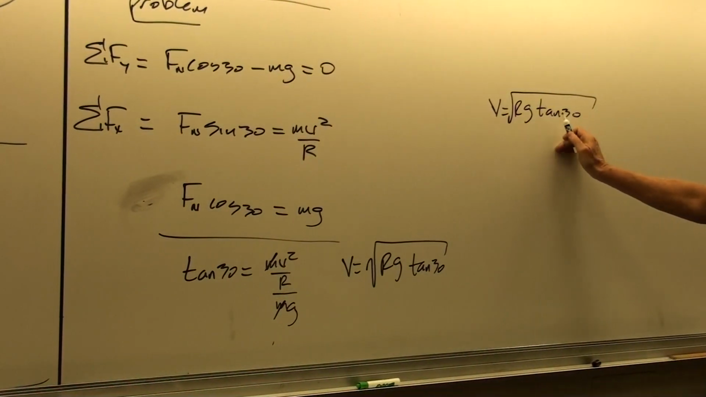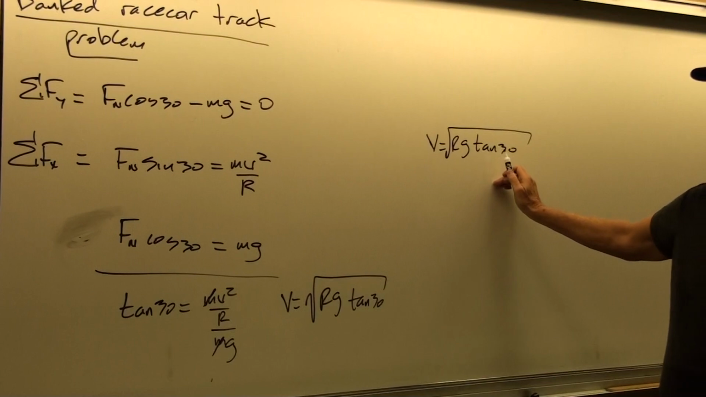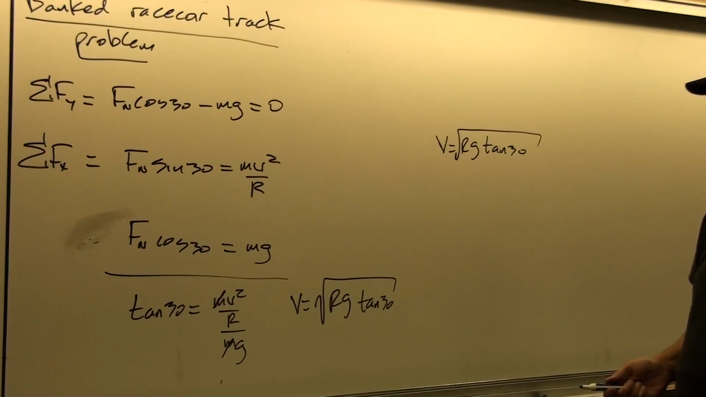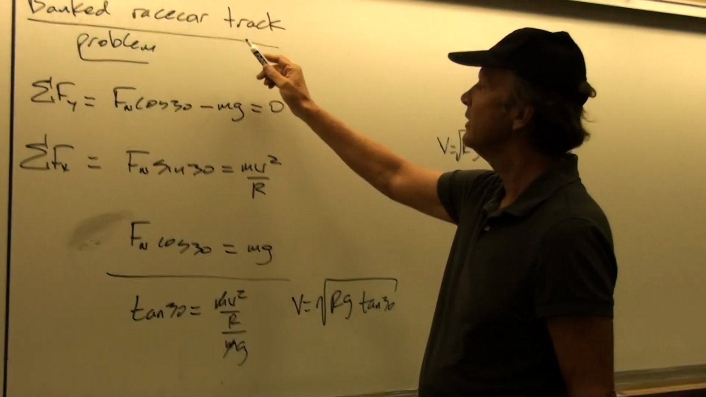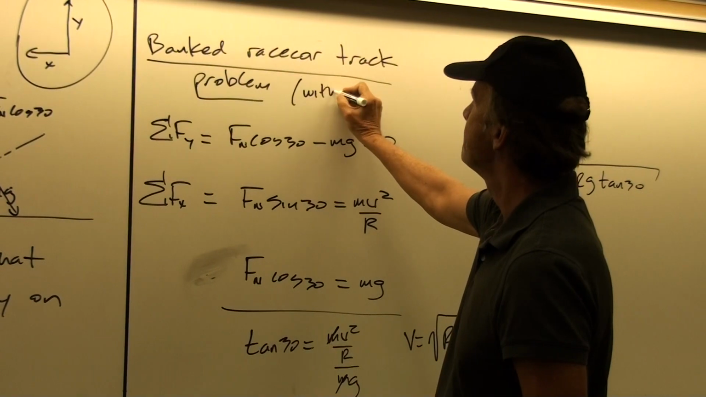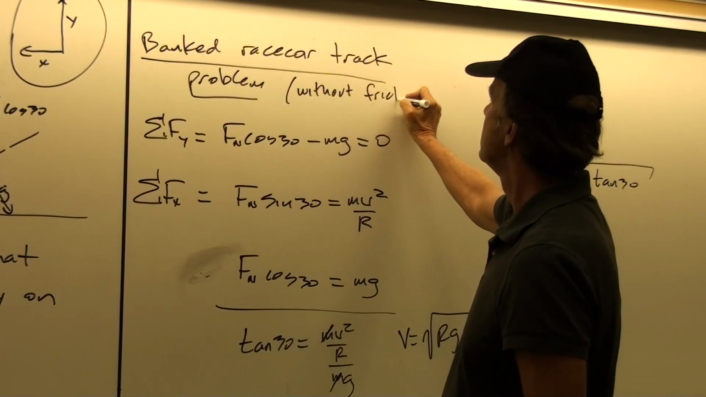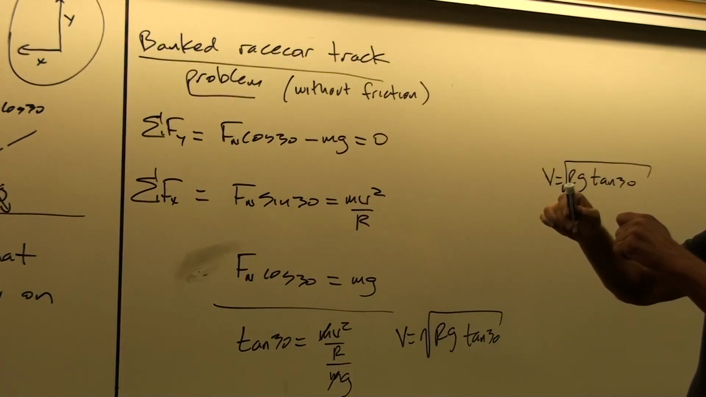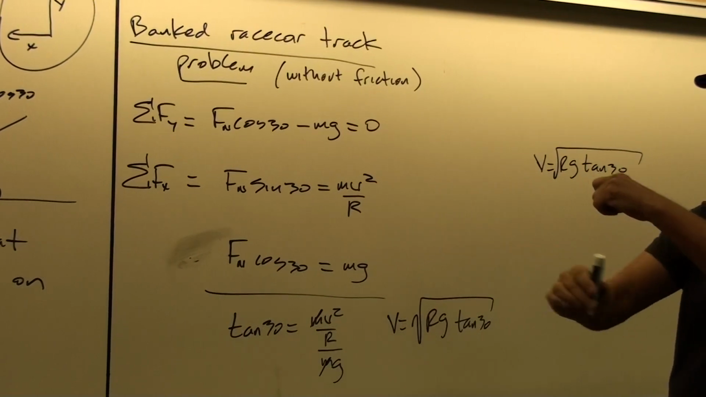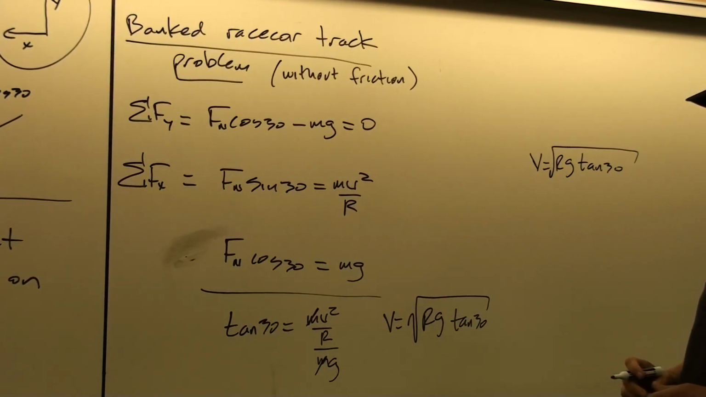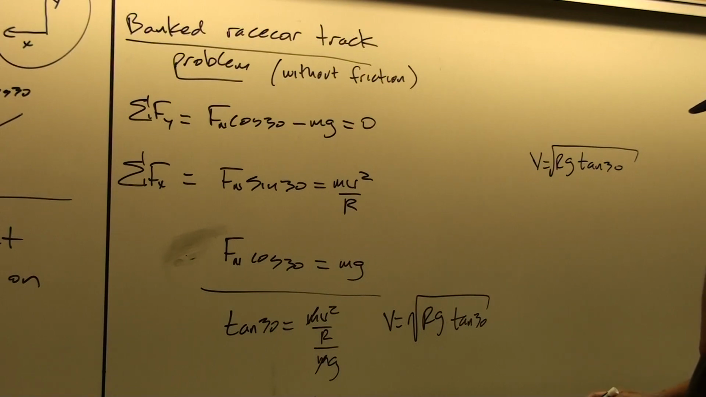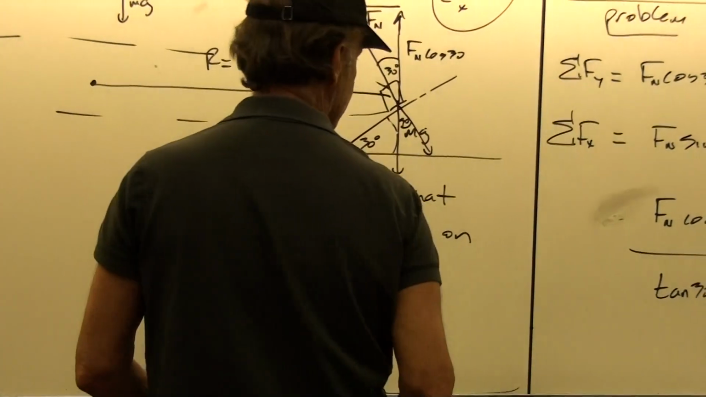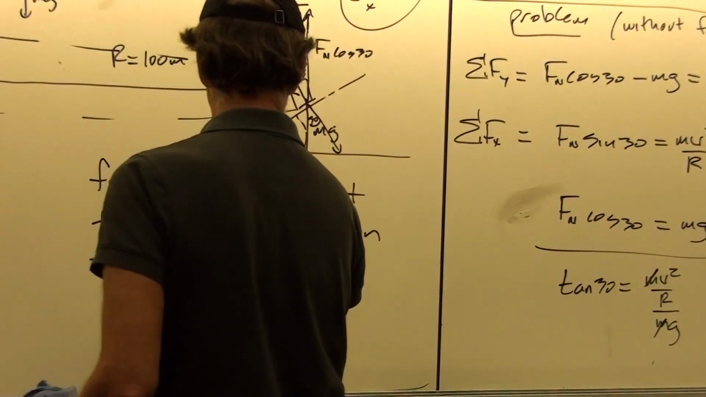And notice that's the exact same solution we had for the ball that was going round and round in a horizontal circle. So what we see then is the banked race car track problem without friction is mathematically identical to the pendulum going around in a horizontal circle. And so for this problem then we can, again, plug in and see what velocity we've selected for in this kind of a race car track.